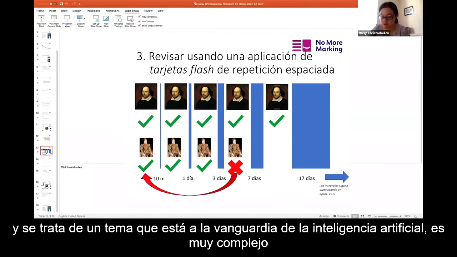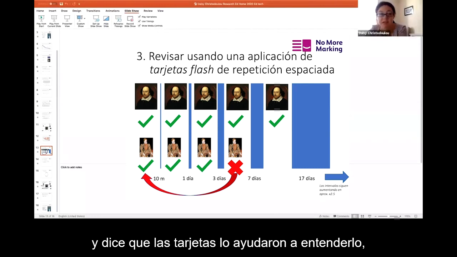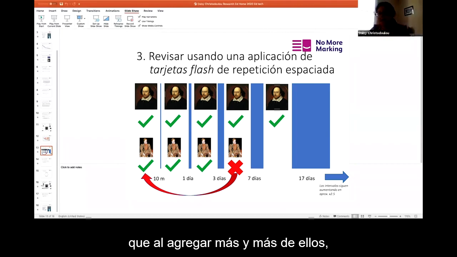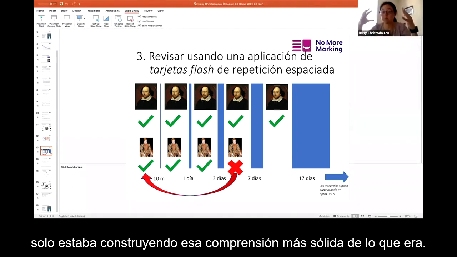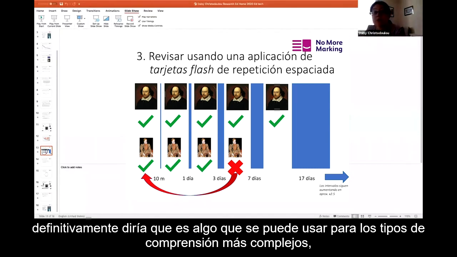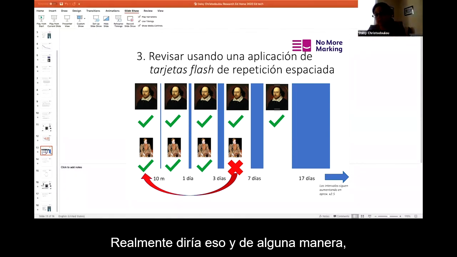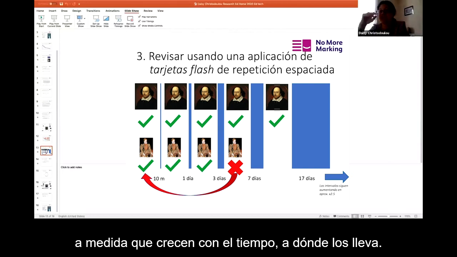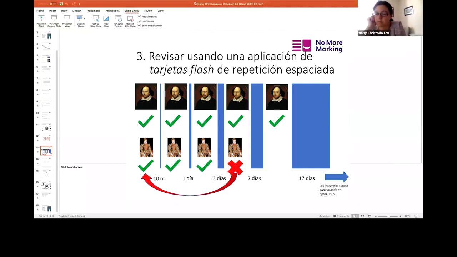And this is a topic that's at the cutting edge of artificial intelligence and very complex. And he is saying that flashcards helped him to understand it, that by adding more and more of them, he was building up a more solid understanding of what it was. So I would definitely say it is something you can use for the most complex types of understanding. I would really say that. And in some ways, give it a go, and see as you build up over time where you can go with it.